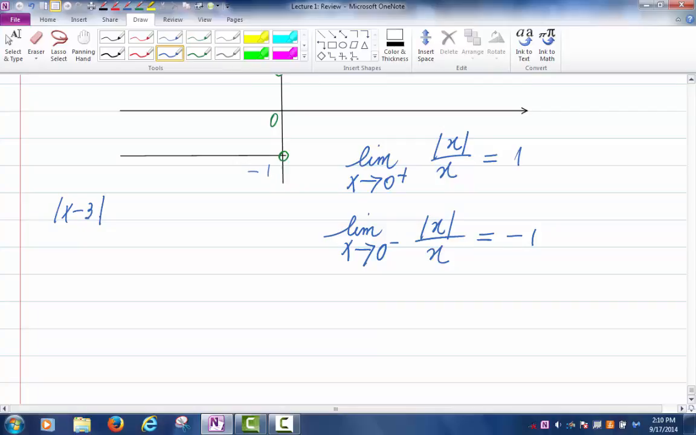According as x is bigger than 3 or less than 3, because x bigger than 3 will mean it's positive, x less than 3 would mean it's negative. Am I making sense? So you're going to break up the definition of the function at 3. Okay, so keep that in mind when you do your homework problems.